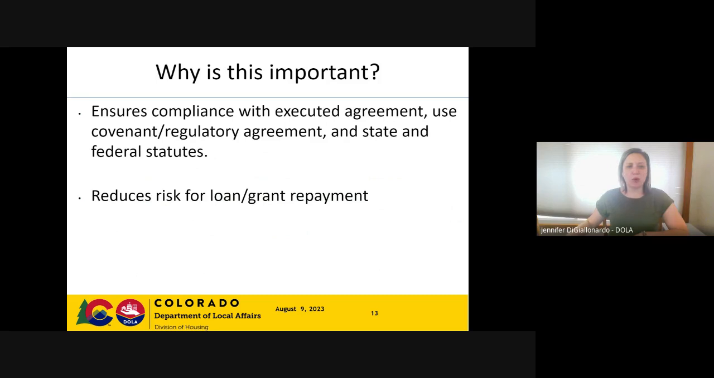So why is this important? It ensures compliance with our executed agreement, that use covenant or regulatory agreement, and both the state and federal statutes. It's important because we want to reduce the risk for loan grant repayment and having to return those funds to the Department of Housing and Urban Development, HUD. So we want to minimize that as much as we can, and making sure that you communicate this with your asset manager will keep you on the right track.